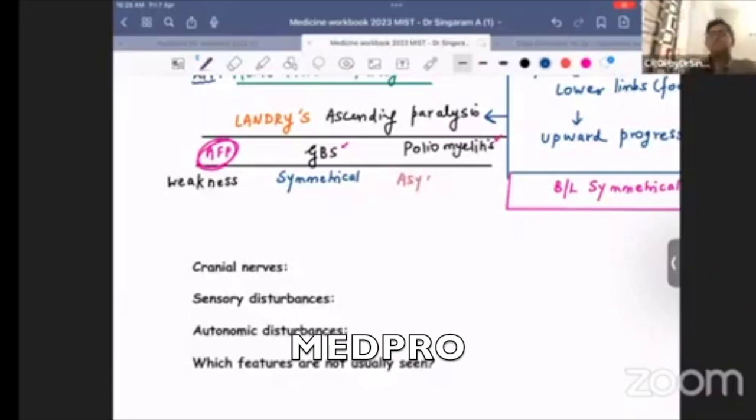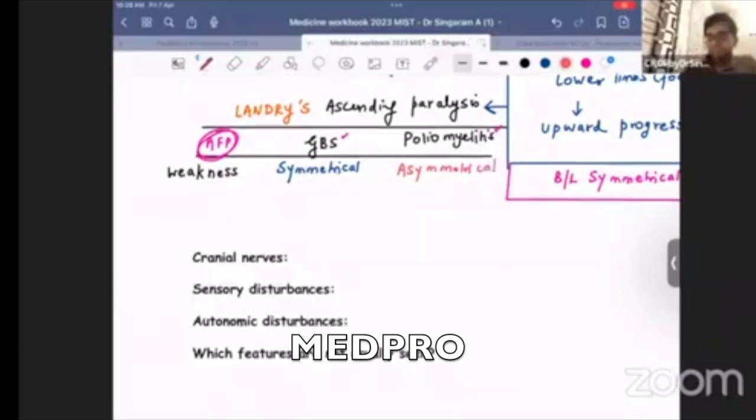Okay, now it's coming. Poliomyelitis is asymmetrical. Next thing is sensory involvement. Where is sensory involvement noted? Sensory involvement is noted in Guillain-Barré syndrome, whereas sensory involvement is usually not a feature of poliomyelitis.